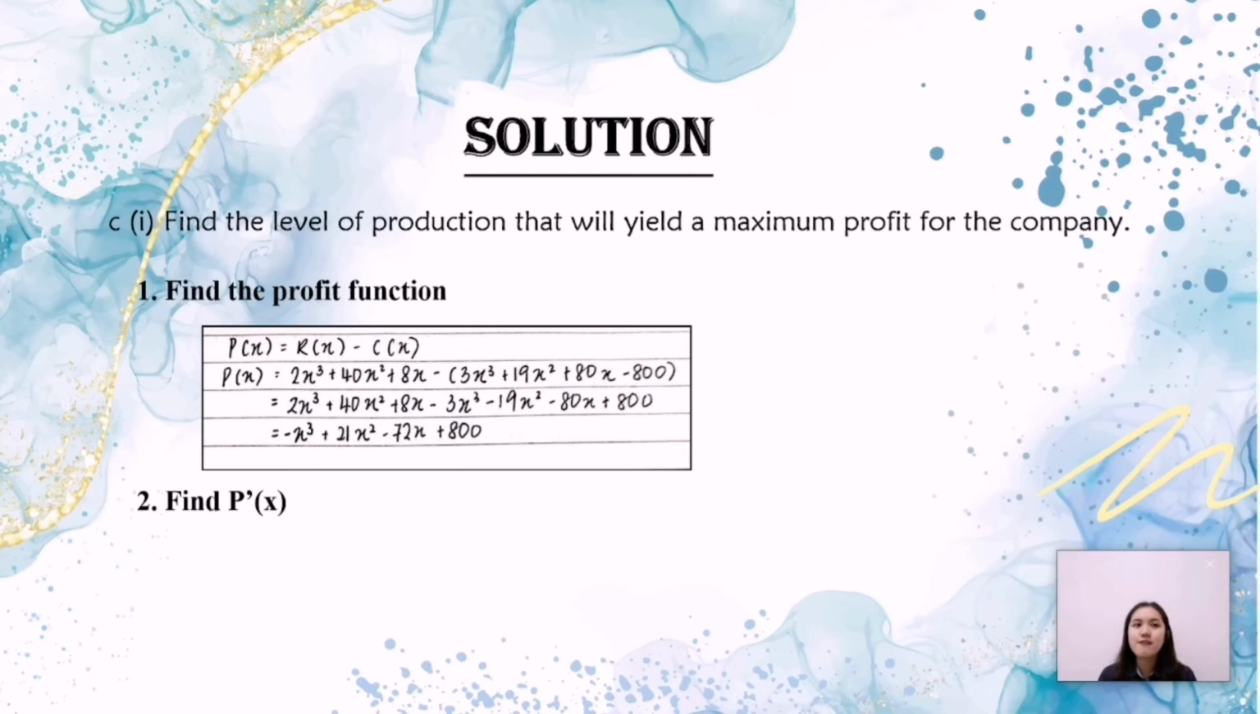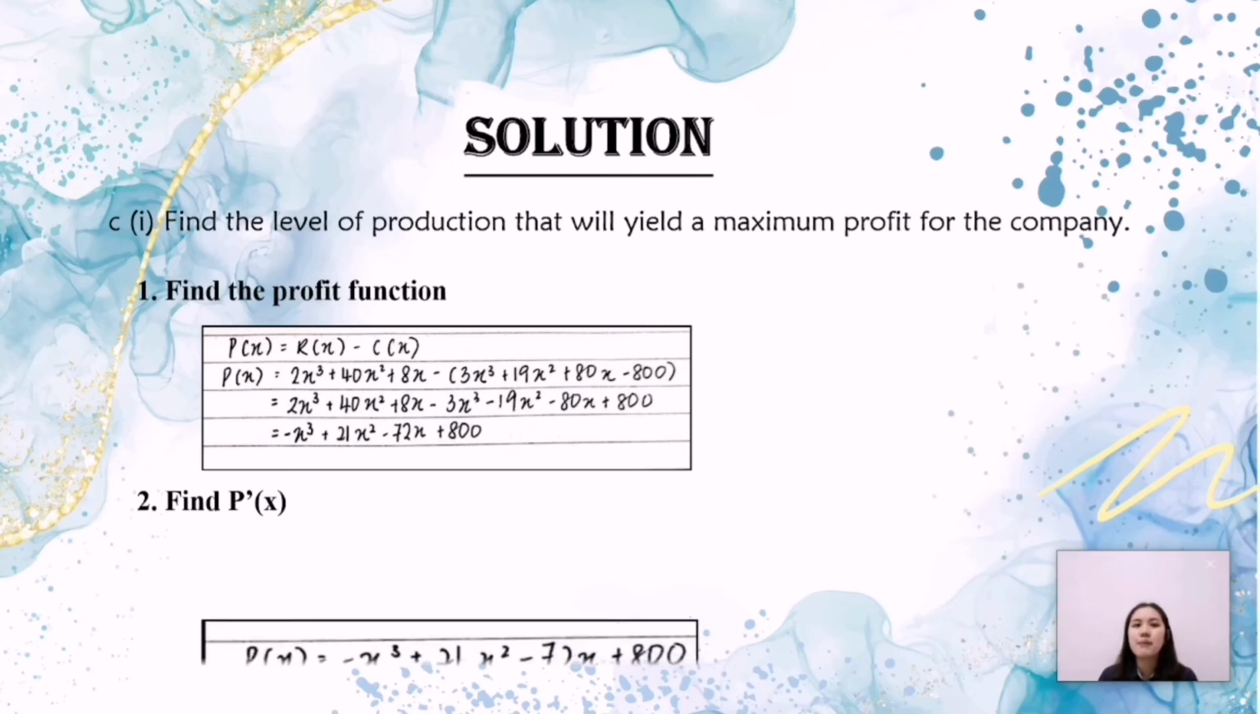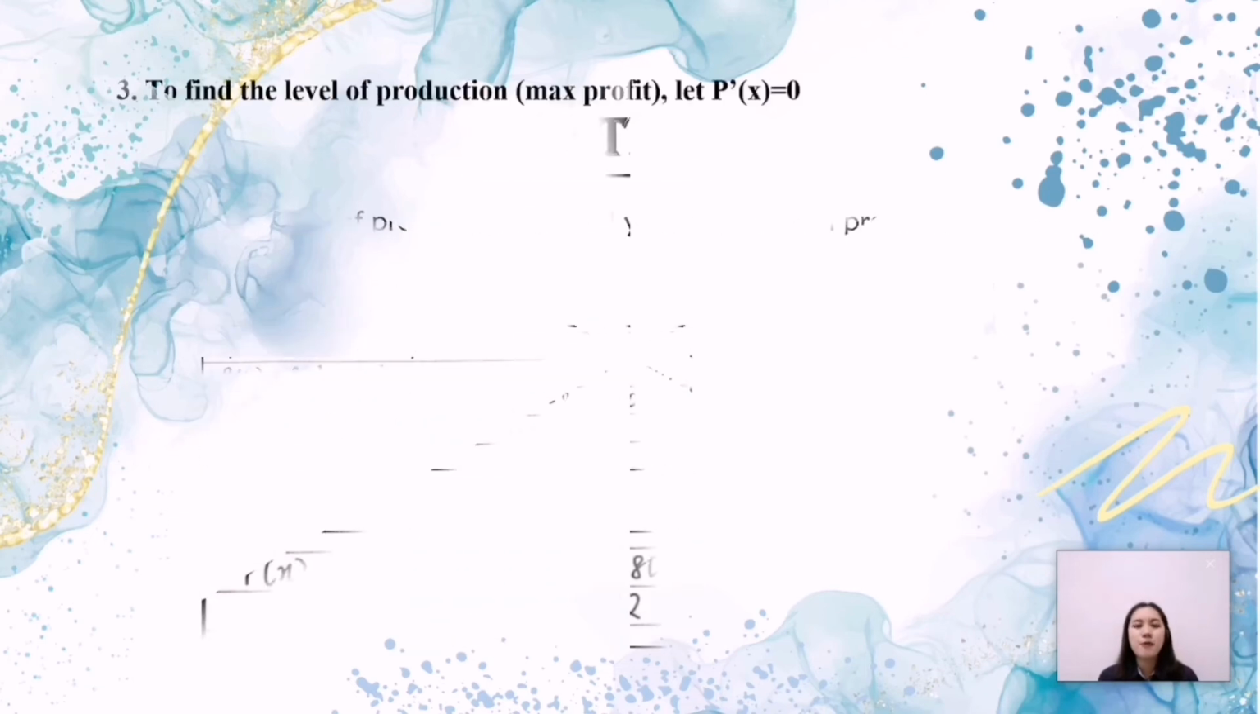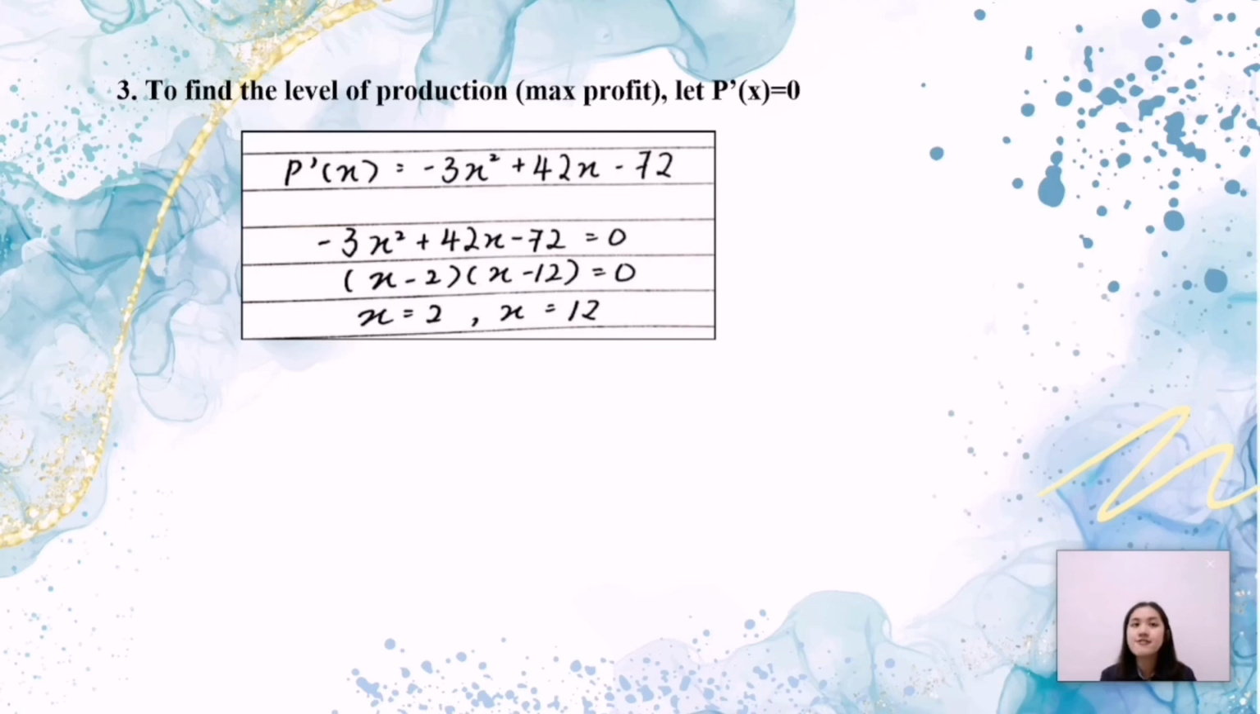Second, we want to find the first derivative of the profit function. The first derivative of the profit function will become negative 3x squared plus 42x minus 72. Third, to find the level of production with maximum profit, we let the first derivative of the profit function become 0. We can notice that negative 3x squared plus 42x minus 72 equal to 0. x will become 2 and 12.